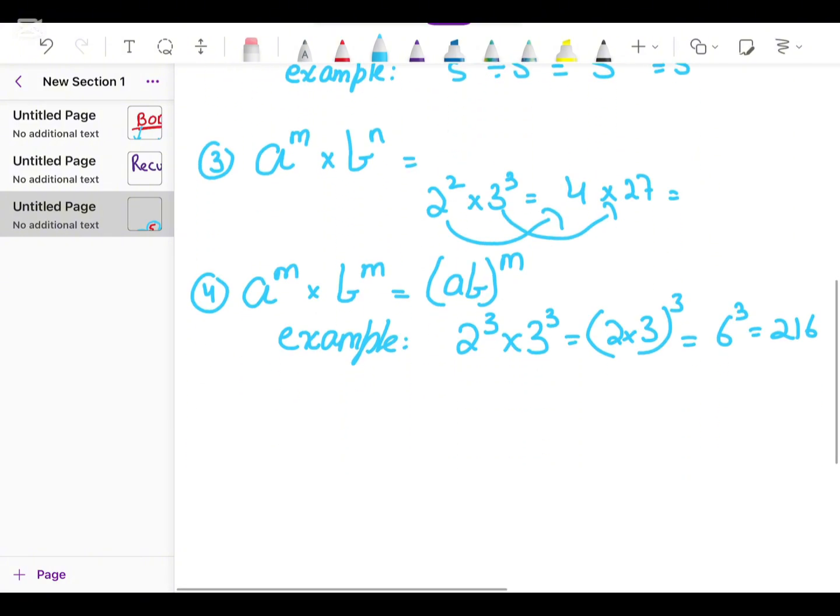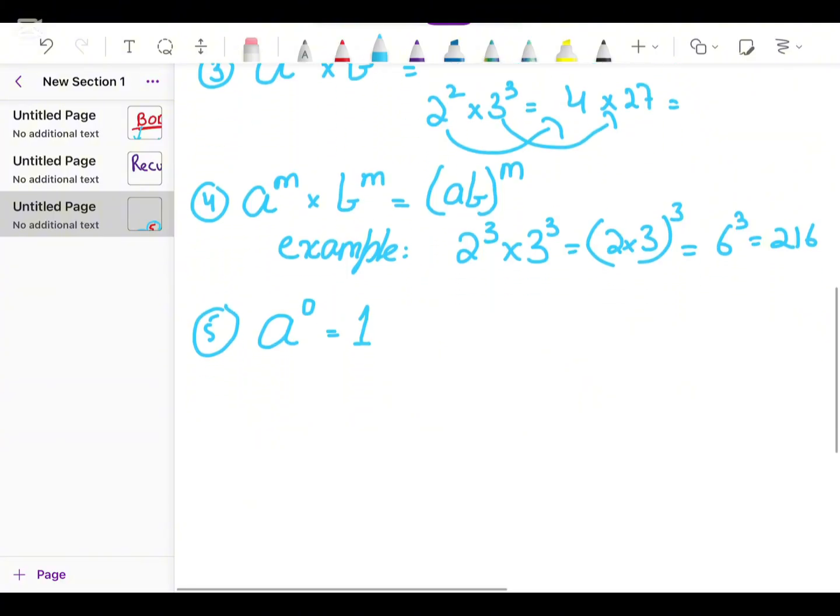Now rule number 5: a raised to the power 0 is equal to 1. That's a very important rule. Remember that any variable or any number with power 0 will always be equal to 1. You have to remember that. It doesn't matter how big the number is. Okay? Any number or variable having power 0 will be equal to 1. Remember that. That's rule number 5. Now, rule number 6.